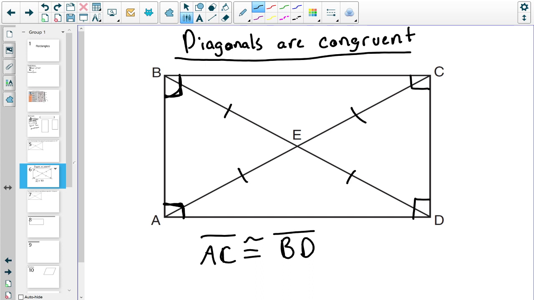And then we also said that it has congruent opposite sides. So we know this side's congruent to this side, and this side is congruent to this side. So now you can see it's formed from triangles here that are congruent to one another, which is really cool. And we'll do some work with this.